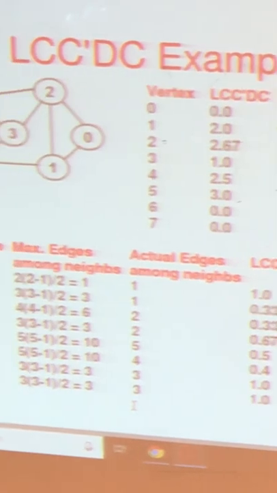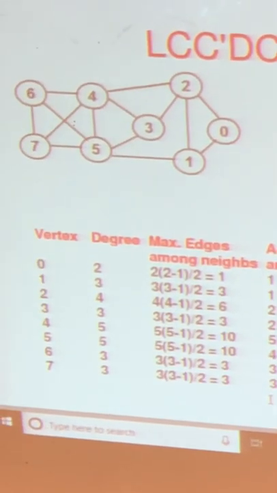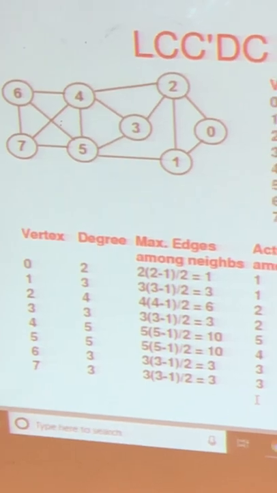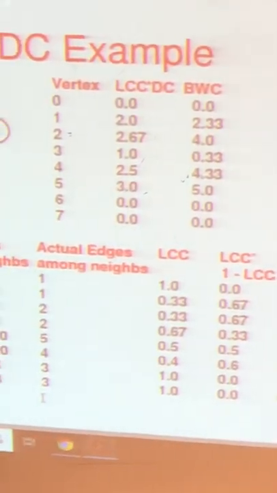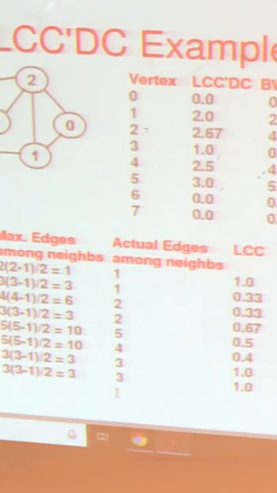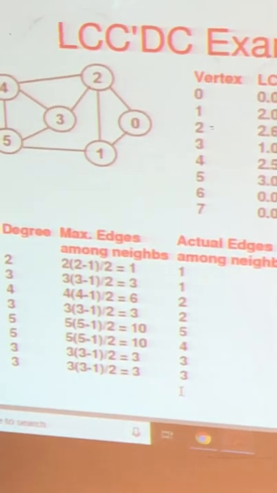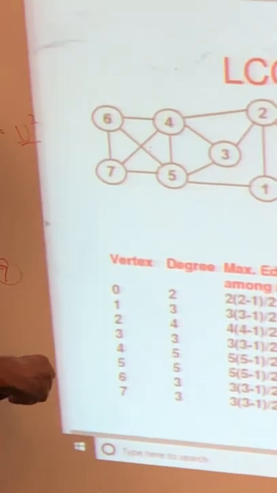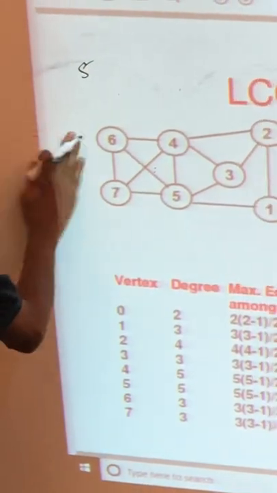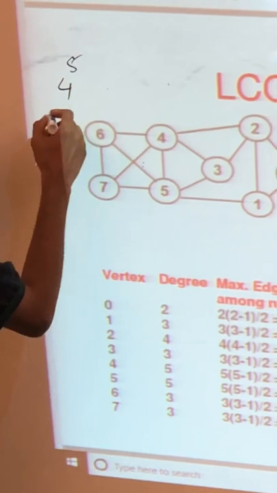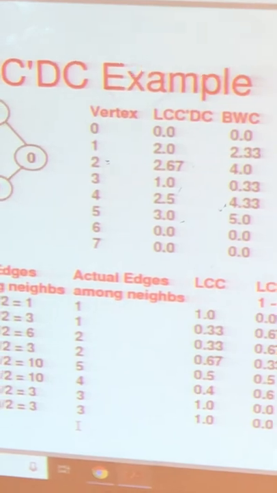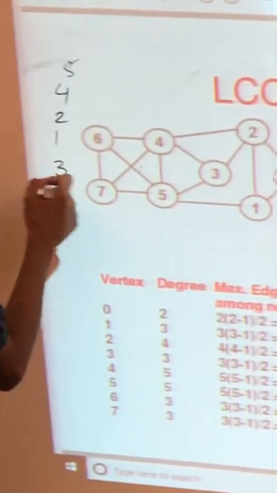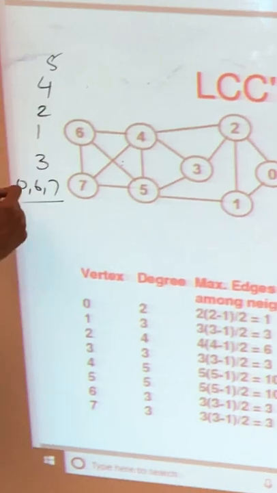So if you want to get a ranking of the vertices based on betweenness centrality, what I am going to show is that it's not necessary to really compute the betweenness centrality values and then get the ranking of the vertices. You see what I mean? If we just want the ranking, vertex 5 is ranked first, and then vertex 4, and then vertex 2, and then vertex 1, and then vertex 3, and then 0, 6, and 7, they all have 0.